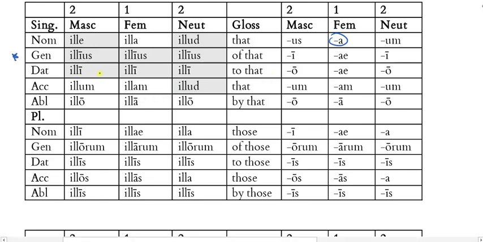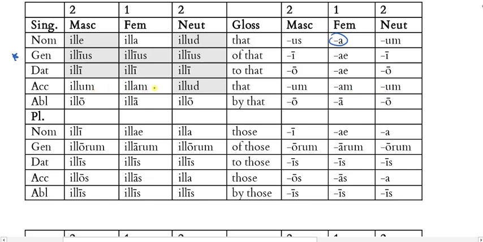Dative, illi, illi, illi. All right, so notice that these are quite different from our dative singular 2-1-2 case endings. But what they are like is the dative case endings in third declension. So we do actually have something familiar here. All right, accusative. Illum, illam, illud.